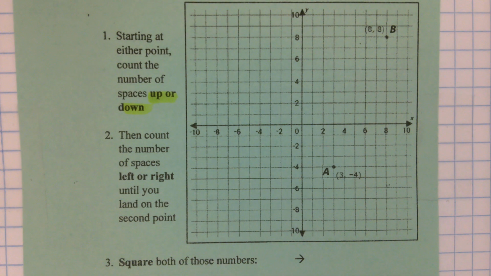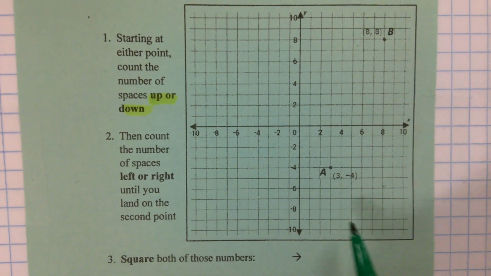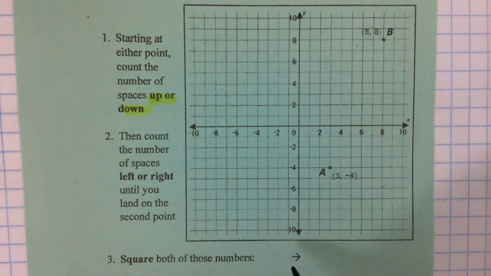So point A is at (3, -4). If I want to get up to point B, am I going to count up or am I going to count down? I'm going to count up. If I'm starting here, I want to end up over here, I'm going to count up.